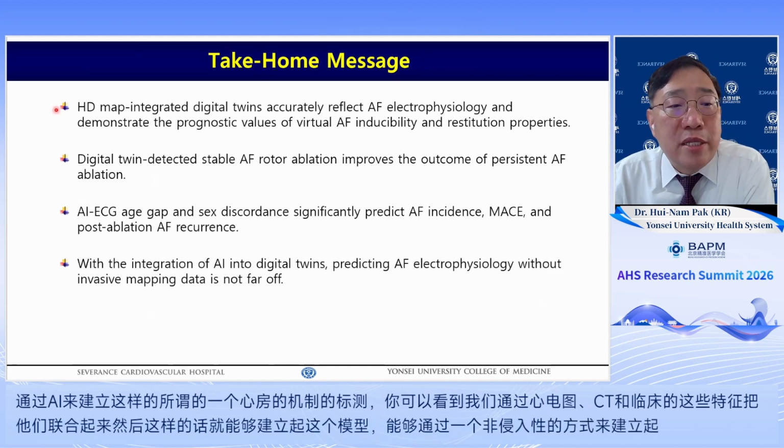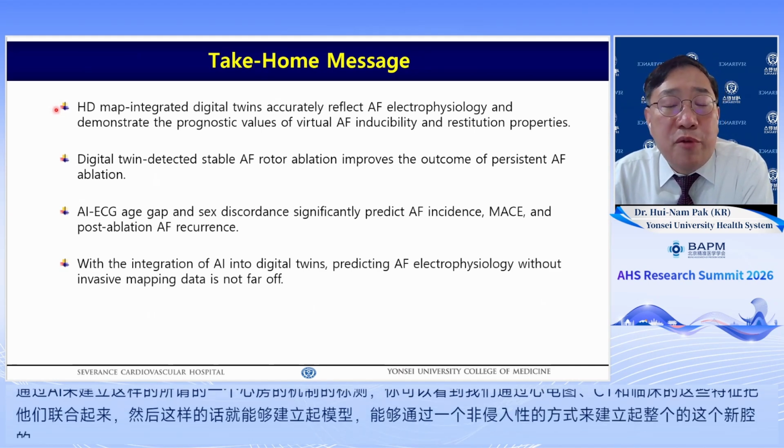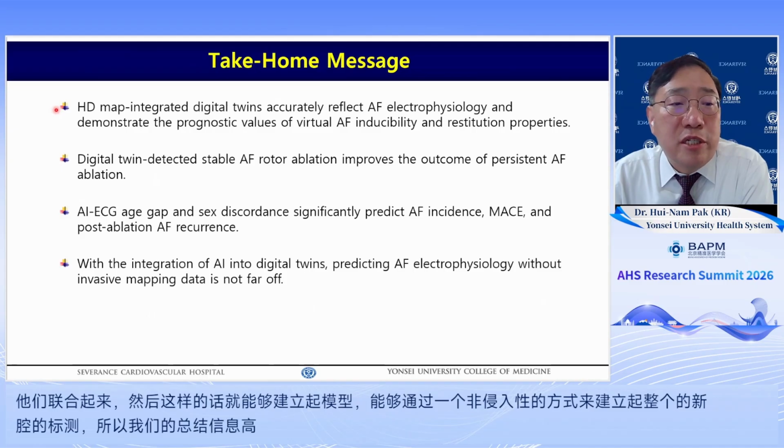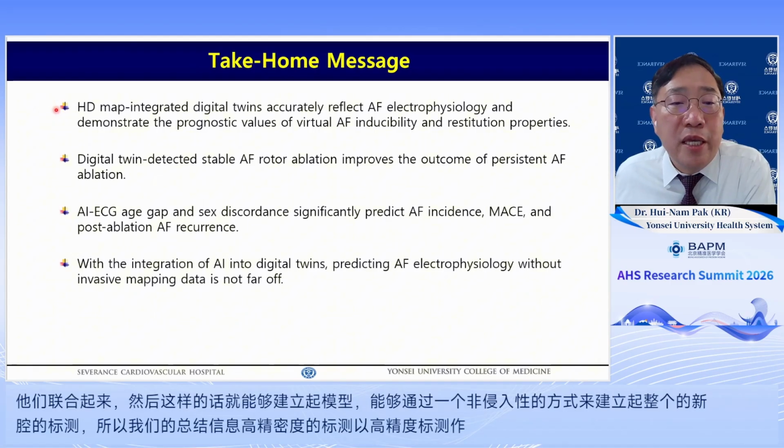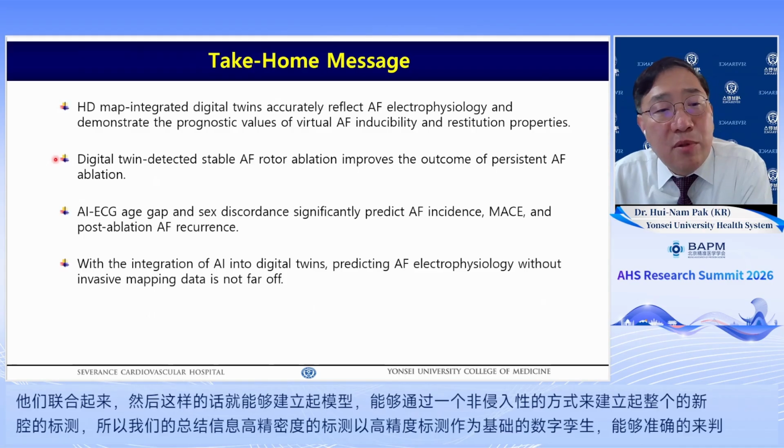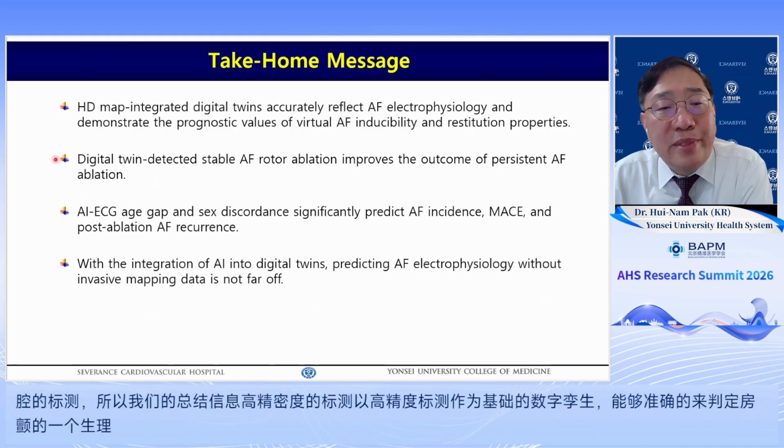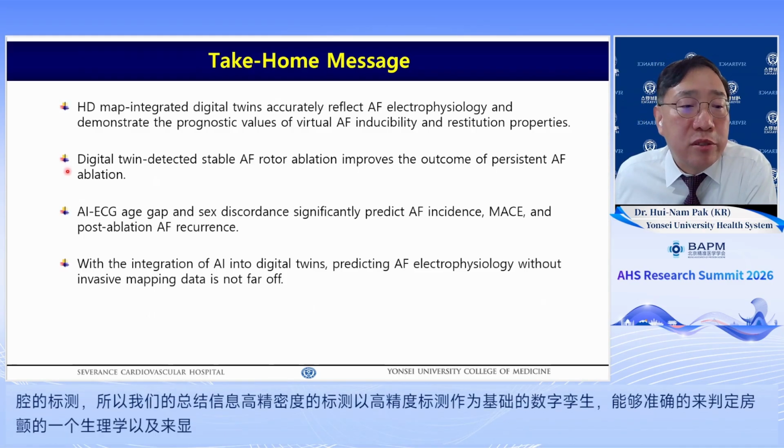High-density map integrated digital twins accurately reflect AF electrophysiology and demonstrate the prognostic value of virtual AF inducibility and restitution property. And digital twin detected stable AF rotor ablation improves the outcome of persistent AF ablation.